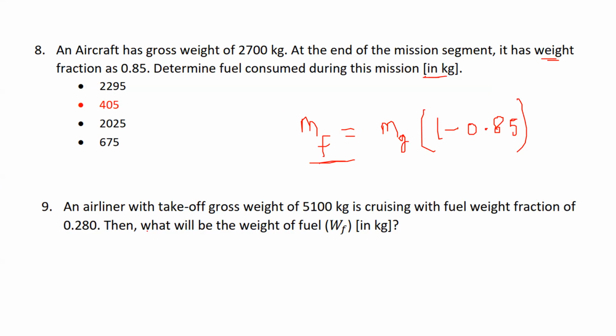An airliner with a takeoff gross weight of this much is cruising with fuel weight fraction 0.28. They're asking weight of the fuel in kg. So I think most people also got it correctly, but it's just given. Mass of, let's call it G. So you see that almost 30% of the aircraft weight is its fuel. That's crazy.